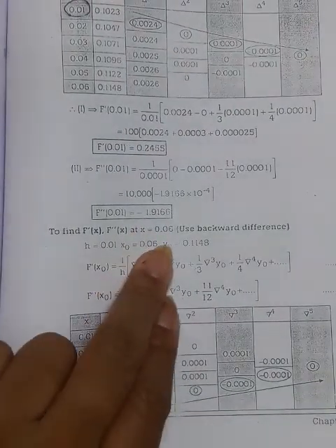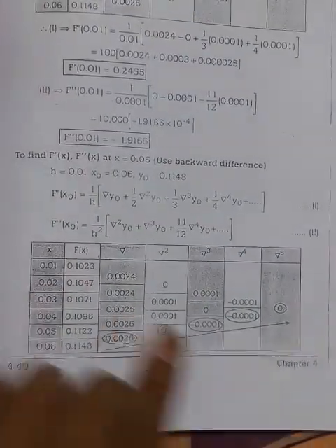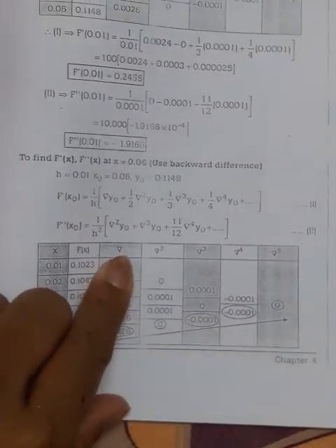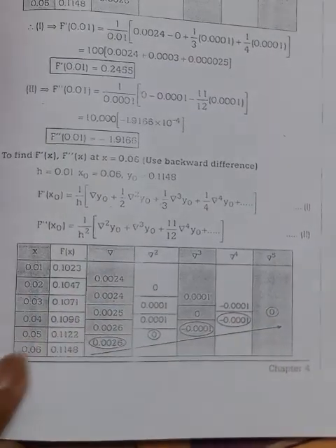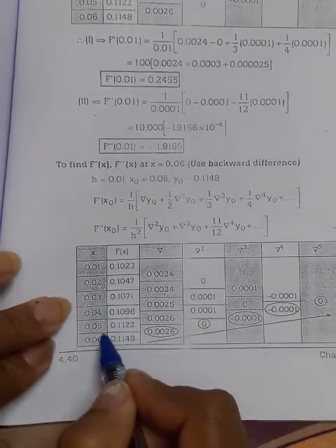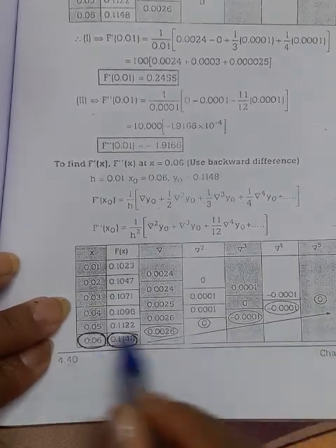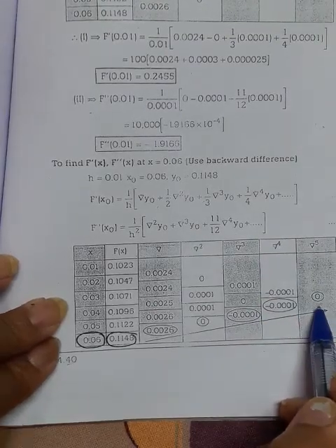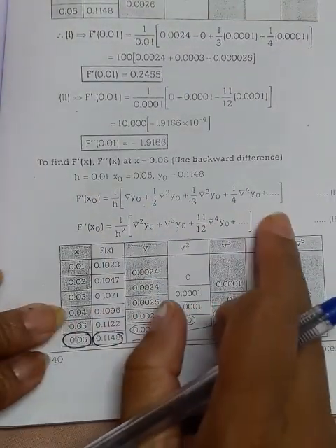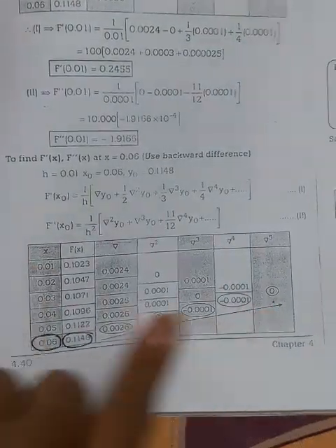Now we have to find the second point, 0.06. The same table values are there, but we write reverse del instead of del. The values are the same. Now put the circle on 0.06. These are the values: the del value, del square value, del cube, del raised to 4, and del raised to 5. Now this is the formula we have already studied. All terms are positive.